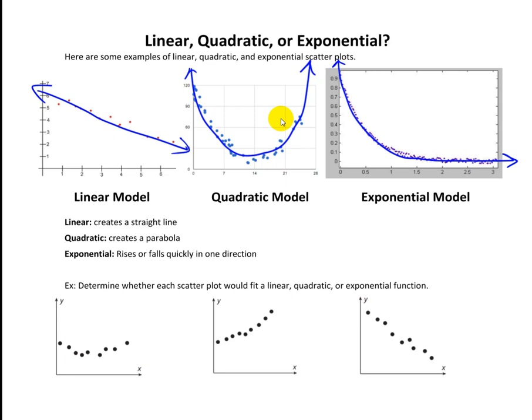Okay, so a linear model creates a straight line. Quadratic creates a parabola. This is a parabola. And exponential basically rises or falls quickly in one direction. As you can see, this would be an example of falling quickly in one direction. Okay. Let's go ahead and look at this particular example here.